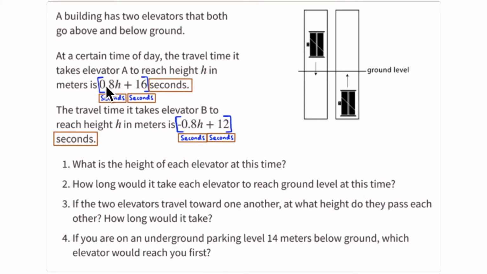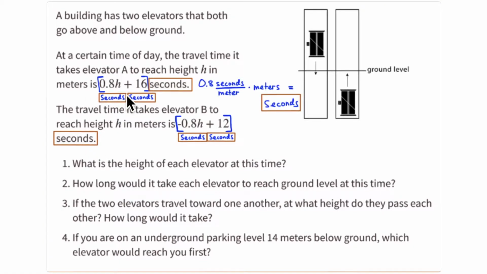So this is seconds, and this is seconds. So you have to add seconds plus seconds to get total time. And the way that this term right here becomes seconds is that this is 8/10 seconds per meter. So 8/10 seconds per meter times the number of meters gives you the total amount of time that it traveled. Same down here. It's a negative 8/10 seconds per meter times the total number of meters gives you the total amount of time that this elevator traveled.